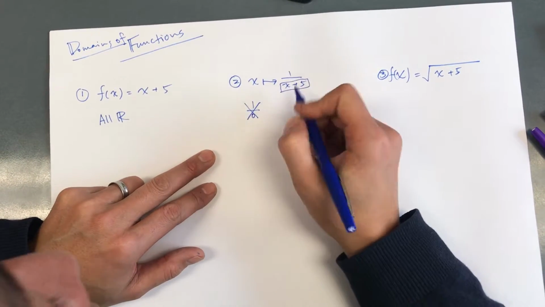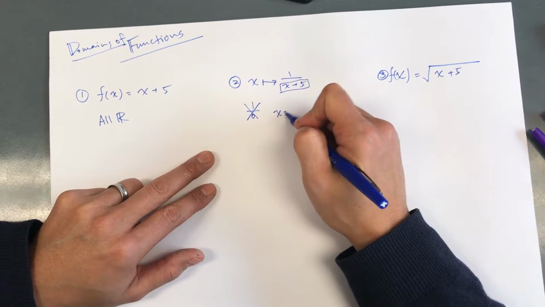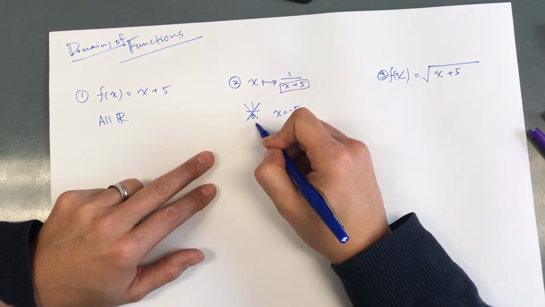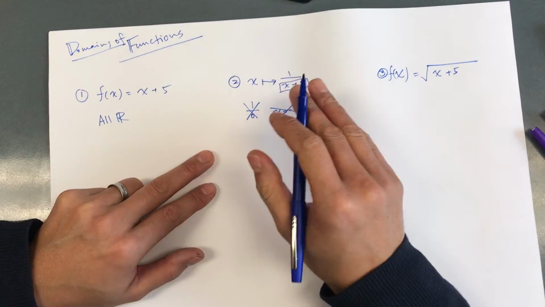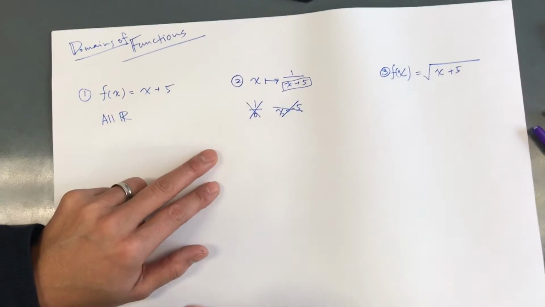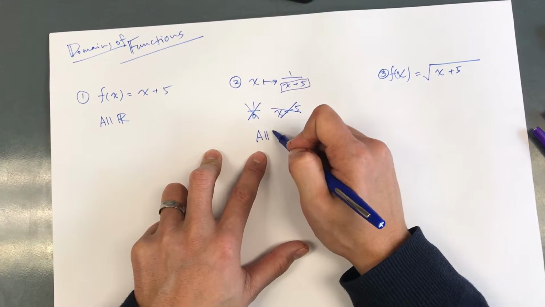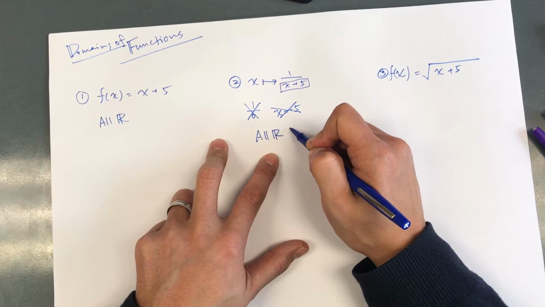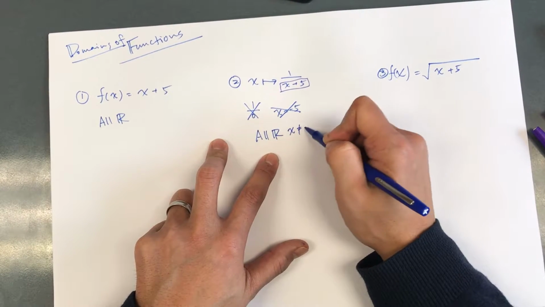So what number can you plug in so that the denominator is not going to be 0? If you plug in -5, the denominator is going to be 0. So you cannot plug in -5, but as long as you stay away from -5, you can plug in any number you want. So the domain is all real numbers where x cannot be -5.